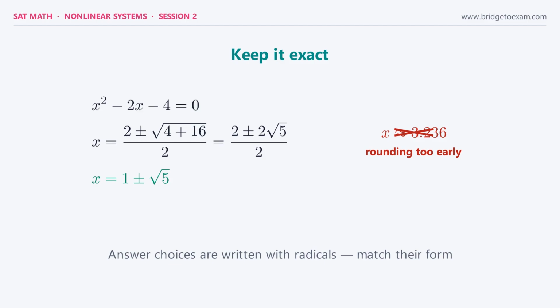Now, the temptation is to reach for a calculator and write 3.236. Resist it. The SAT often wants the exact form, and the answer choices will be written with radicals in them. If you round early, you lose the ability to match. Keep the radical all the way to the end. Convert to a decimal only if the question actually asks for one.